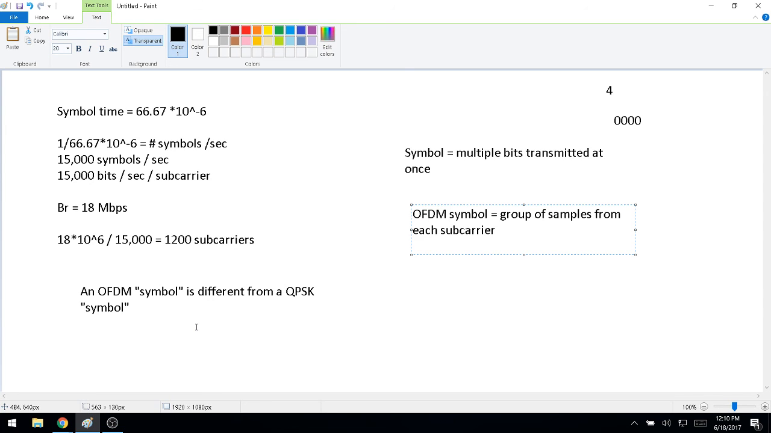And so the example the book gives is, say we were using 16 QAM modulation, or I guess we could say QPSK is the example I like to use. If we were using QPSK modulation with OFDM, one OFDM symbol could be 8 QPSK symbols at once.